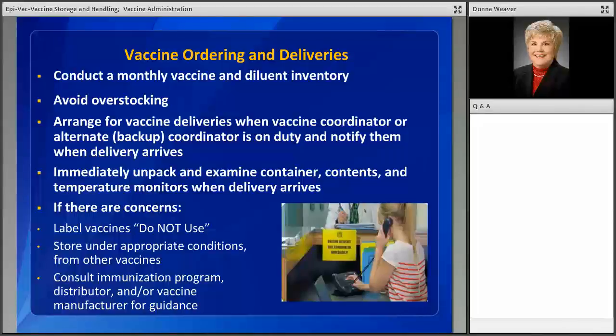Check heat and cold temperature monitors or indicators if they're included in the shipping container. And you'll need to follow instructions on the monitors for reading and reporting any problems. If a monitor indicates a possible temperature excursion during shipping, the vaccines that are in question should be properly stored separate from other vaccines and marked "Do Not Use." Then, according to your policies, the immunization program distributor or vaccine manufacturer should be consulted for guidance.